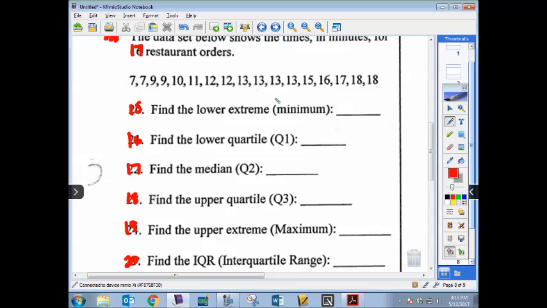Kind of made it too easy, because then you just look and say, well, the minimum is 7. By the way, each one of these is worth 1 point, so it's just like regular questions. Minimum and maximum, 7 and 18. We'll go ahead and fill in upper extreme, which is your maximum, and lower extreme, your minimum. Okay. Now we've got to go through and find the quartiles, all 3 quartiles.